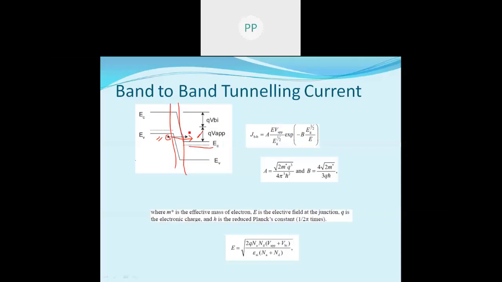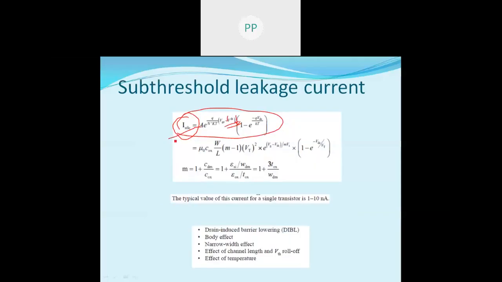Then the subthreshold leakage current. You already know this expression, ID proportional to e to the power (VGS minus VTH). If the VTH is reduced by some means, then that is going to increase the subthreshold current. It is the subthreshold current, and it is related with VTH. So techniques that can reduce VTH will have a direct impact on the subthreshold current.